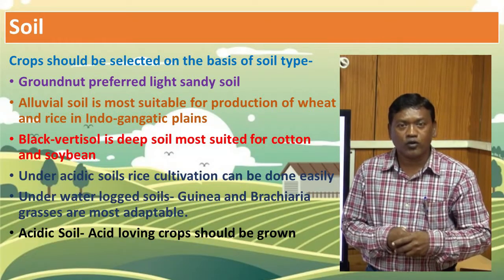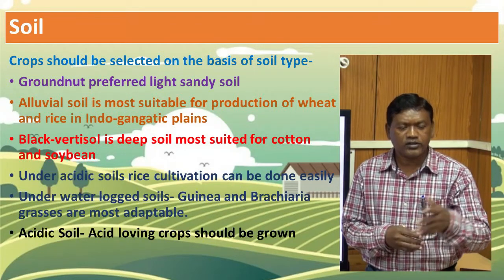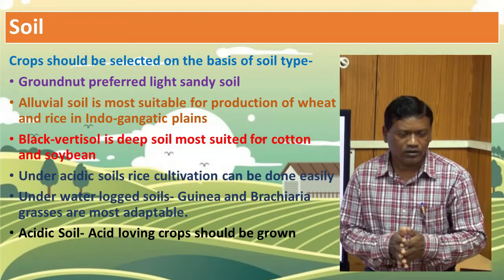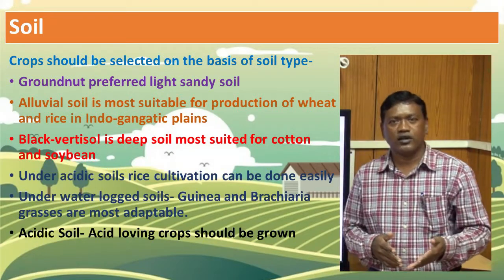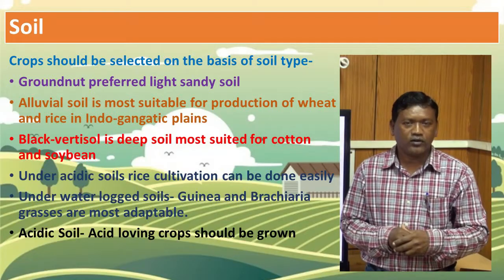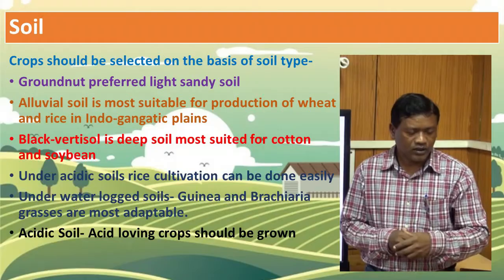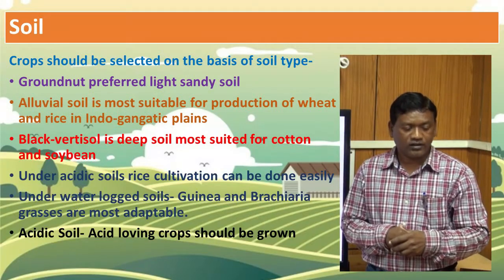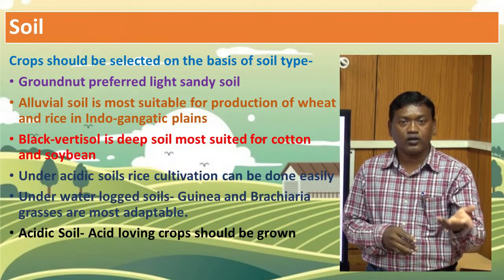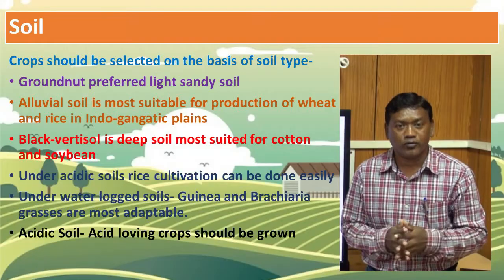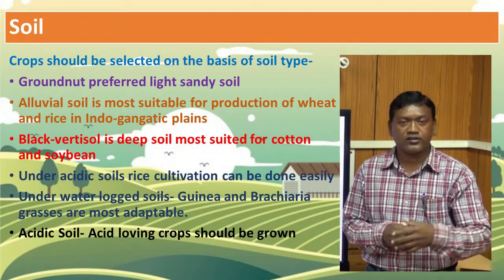For the growing of the crops, the soil should be sandy loam, clay soil, or loamy soil. This type of soil should be there, so that it holds the water. And these types of soils have good soil fertility. So you select the soil, which is very important. If the soil is acidic, then you cannot grow all types of crops. Those types of crops should be grown which are acid loving, like rice. Rice can be grown in acidic soils.